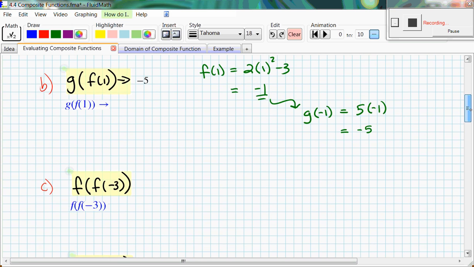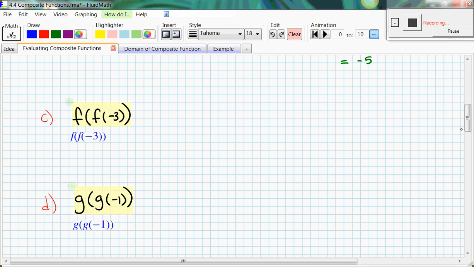Okay, let's try this one. What is f of f of negative 3? Well, since f of negative 3 is on the inside, I better figure that part out first. f of negative 3 is just going to be 2 times negative 3 squared and then minus 3, which is 9 times 2 is 18. 18 minus 3 is 15.